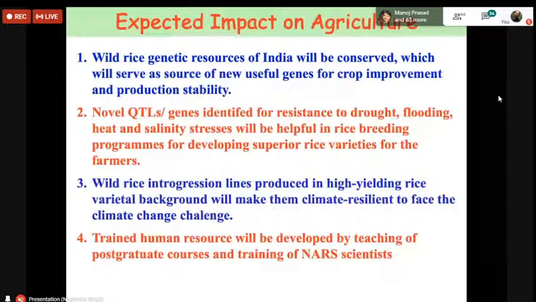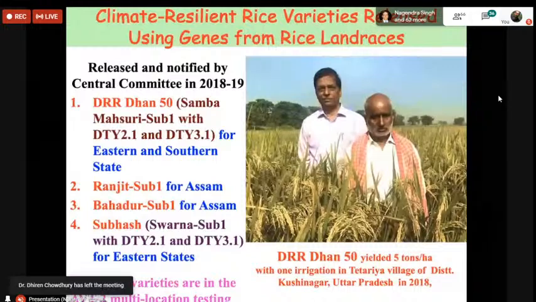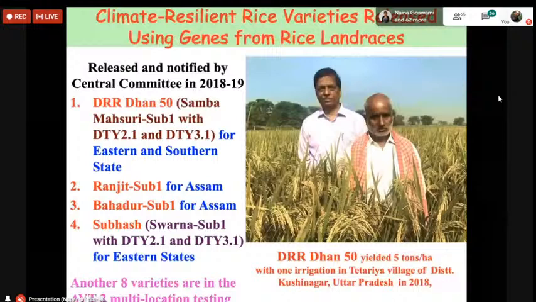And the expected impact on agriculture will be, one thing, that we are conserving these wild rice resources. We try to do some in situ conservation also through state biodiversity boards. Then introgression lines we are developing. And what we would like to see is something like this, where through the QTL to variety project, these are the four varieties: DRR 50, which has got DTY and Sub1 genes. Then we have this Ranjit Sub1 and Bahadur Sub1, which were developed by Assam Agricultural University, where we collaborated. Similarly, Swarna Sub1 with the two QTLs has been released by CRRI.